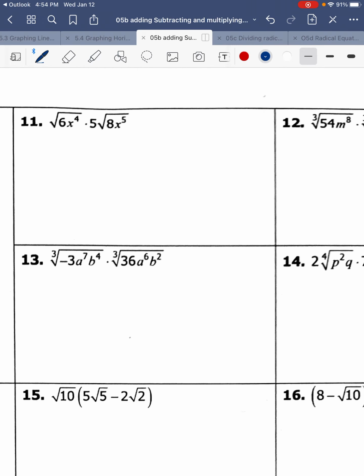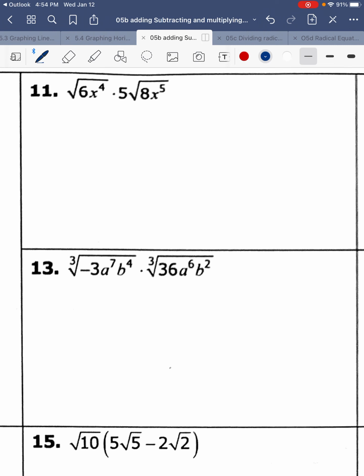Number 11, we have a 1 on the outside times 5 is 5. Multiply underneath the square root. 6 times 8 is 48. X to the 4th times x to the 5th. You have like bases with multiplication, you add exponents, so x to the 9th.